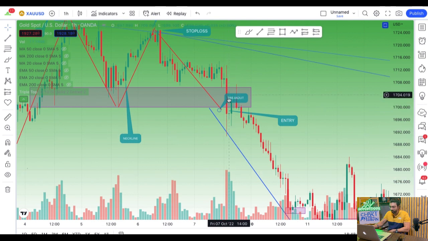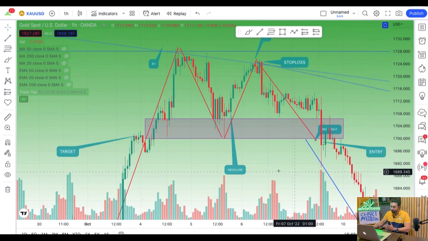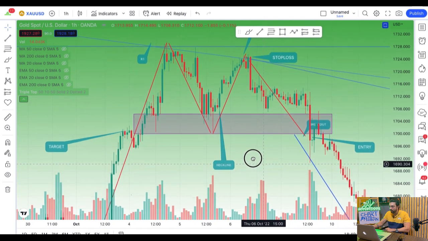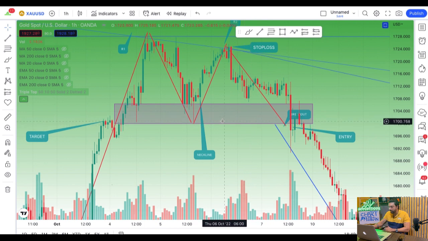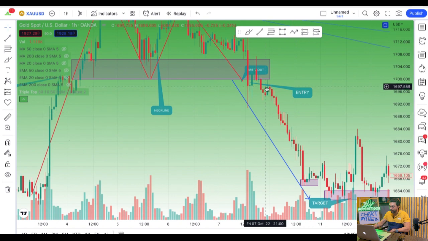And once the market breaks down this neckline, the support line, the resistance or the support can be known as the neckline. So this neckline is basically a support level. So once the market breaks down this support level or the neckline, the market will retest, and once it retests, you can take the entry.